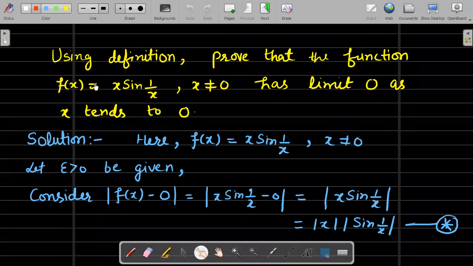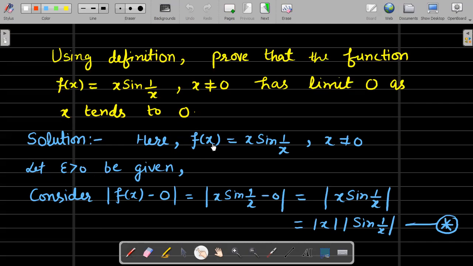Here, the question is: using the definition, prove that the function f(x) = x sin(1/x), x not equal to 0, has limit 0 as x tends to 0. It means we have to prove that our function f(x) approaches the limit 0 when x approaches 0.